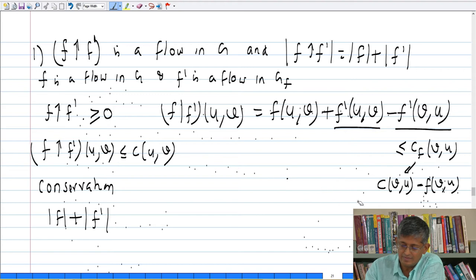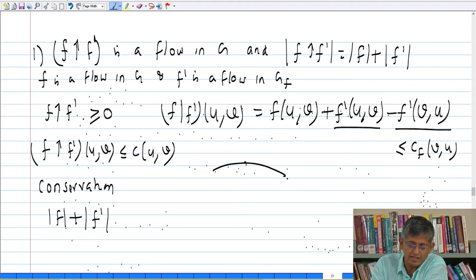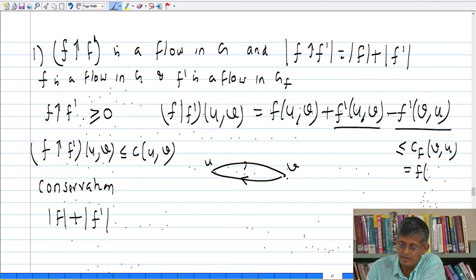Yeah, I got it, right? So let us just recall this. I am looking at this particular edge uv, and so therefore this would have actually been equal to f of u comma v. So let us just look at it. This is the definition of the residual network.